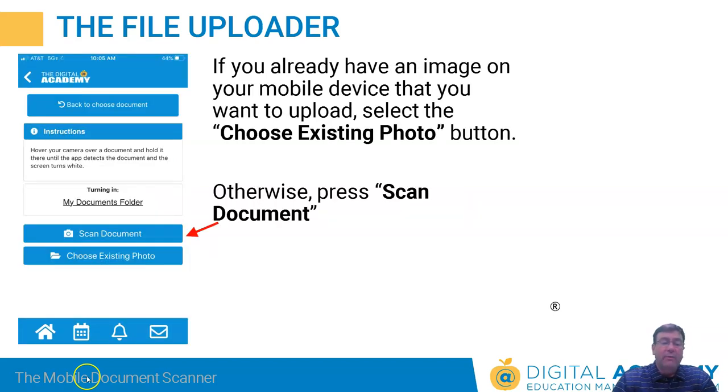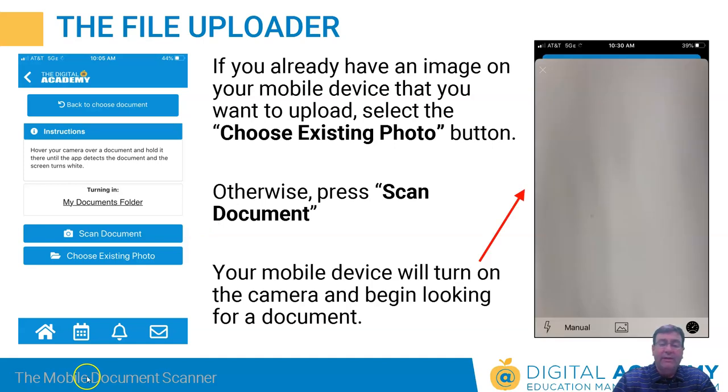On the File Uploader, you have the option to choose an existing photo. If you already have one, you can click that and pick it from your photo album, or you can scan a new document. So we're going to go ahead and scan a new document. And you'll see the scanner. It basically turns on your phone's camera. It may ask you to allow that. You'll need to hit allow.